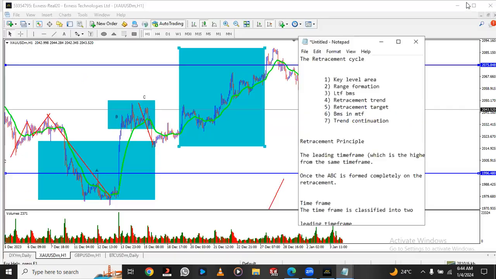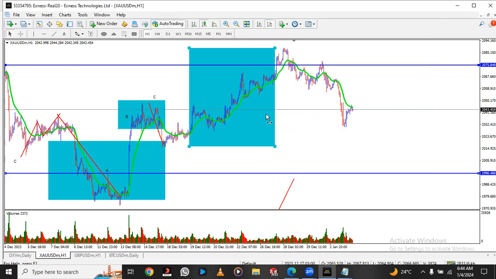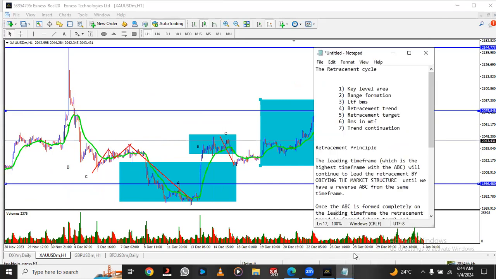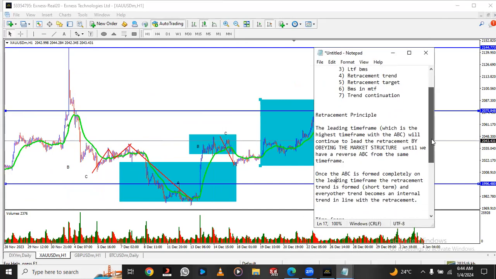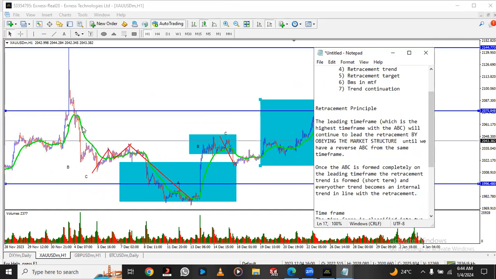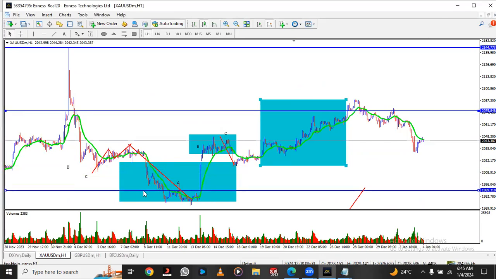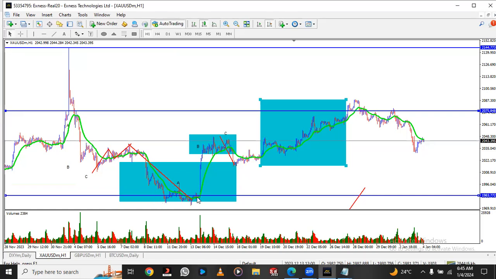Now, let me show us alignment with what I'm saying so you understand. Let me align this together. This is it. The leading time frame, which is the 1 hour, will continue to lead the retracement, obeying market structure. This bullish, bearish trend is obeying market structure. Are you seeing it? Until we have a reverse ABC. This is what you want to understand when it comes to pullback.